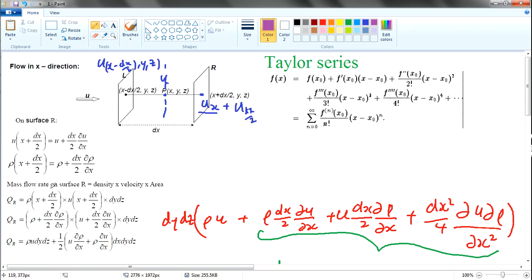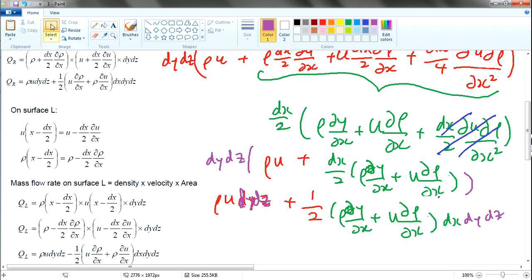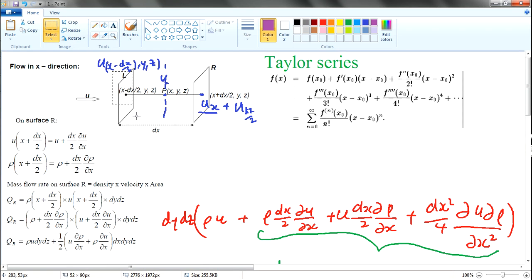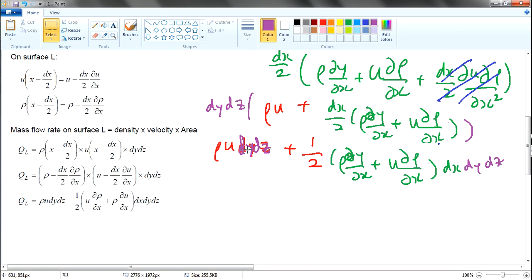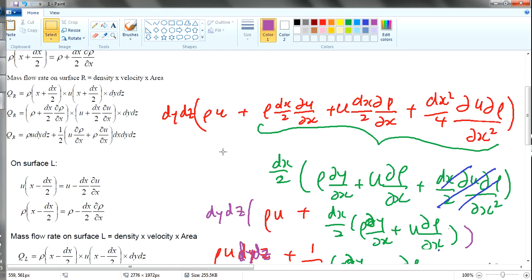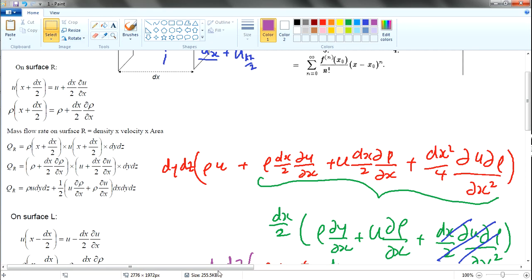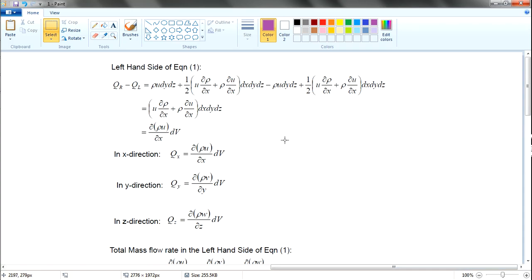We have derived the mass flow rate on the surface R. So the bottom over here is just deriving the mass flow rate across this L. Since we can derive R, I believe you can derive L itself. So I'll just clear off this section. Next video we'll talk about how to derive the rest of the equation. So I'll see you in the next video.